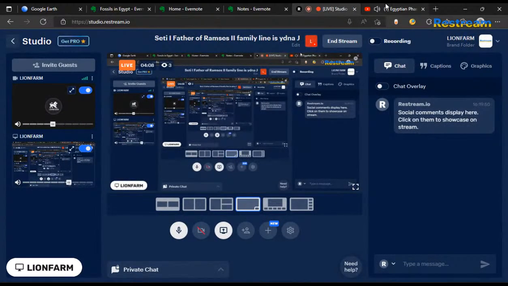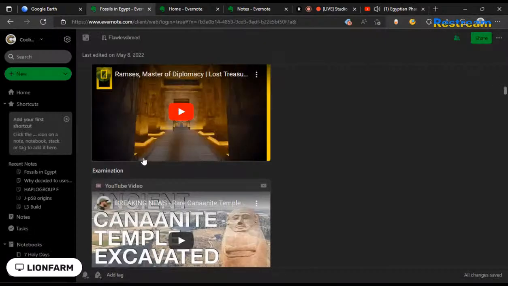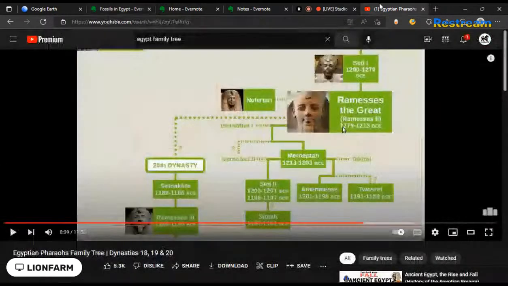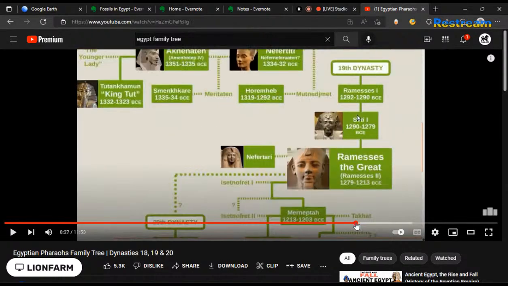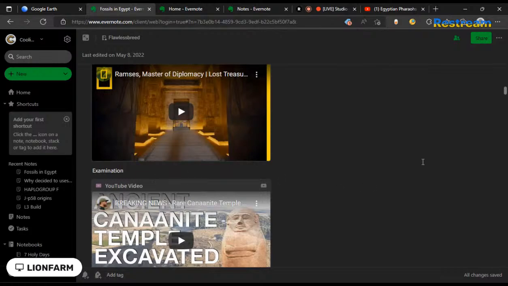All right, so now let me point out those are the three family lines. This is the family line we need to know right here. Why? Because it's very important: Ramses the First, Seti the First, and Ramses the Second, or Ramses the Great. This is going to be a very important family line because they're going to settle in certain areas.